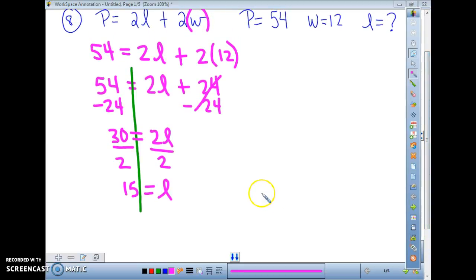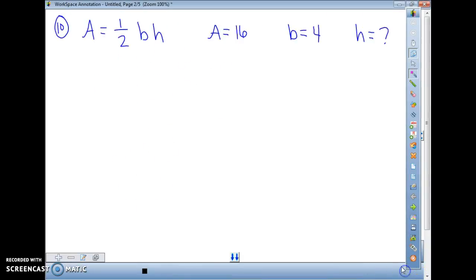Okay? Alright? So really, these are what I just call plug into problems. You just plug numbers in and then you have to simplify the equation before you can solve it. Okay? Alright? The next one is number 10. That is your area of a triangle. So this problem tells me the area is 16. My base is 4. They want me to figure out what my height is.